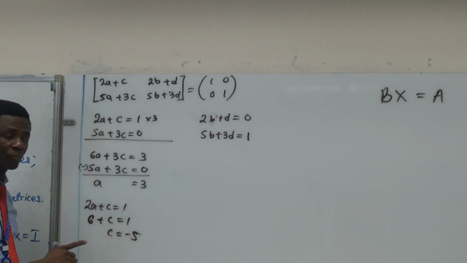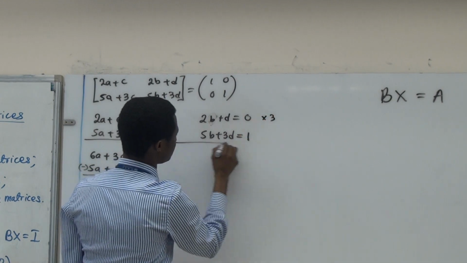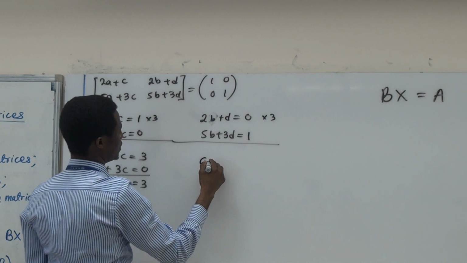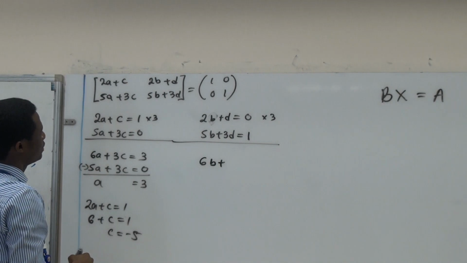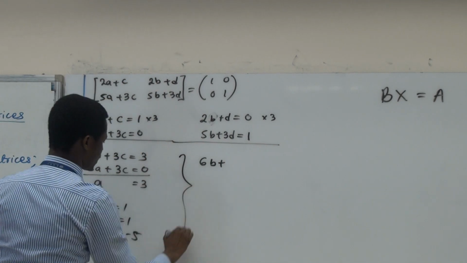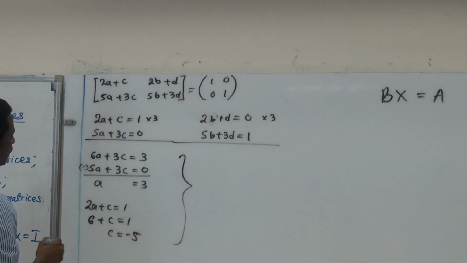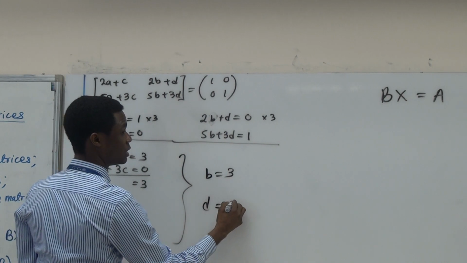Do you agree? So if we solve this also, we can also multiply this by 3. Then we get what? 6b. Is it the same? Do we have the same equation? So it's still safe to say that we get the same thing, right? So a is being replaced with b. So b will be 3 and d will be negative 5.